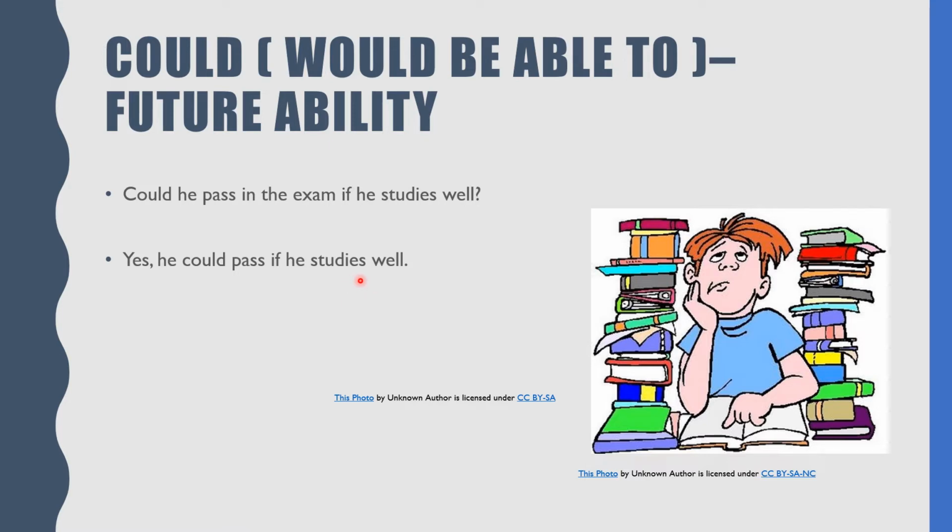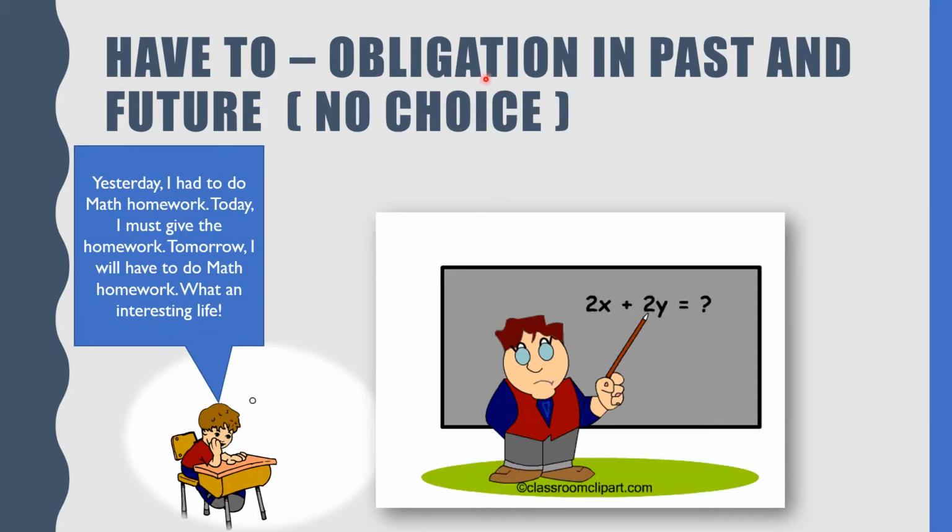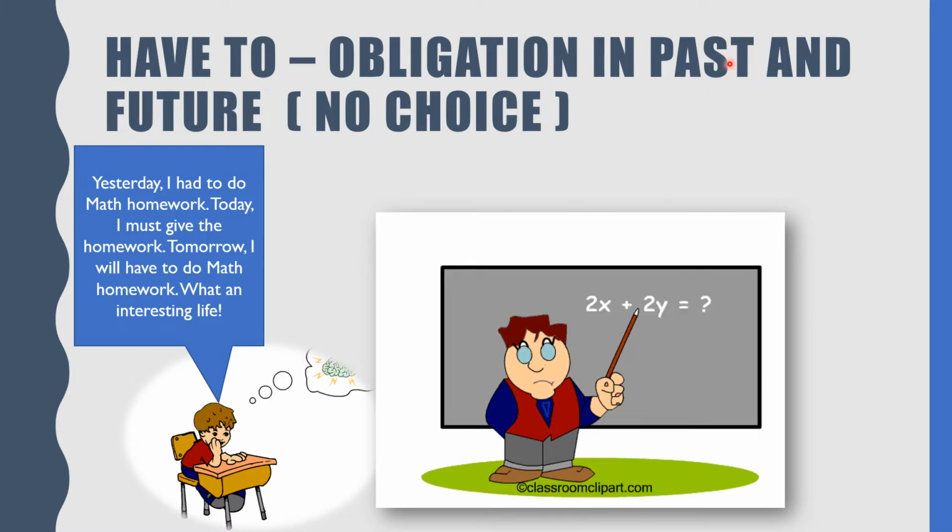Next, we are going to look at have to. Have to is used to talk about the past when there was no choice, and similarly it can also be used to talk about the future when there will be no choice. Now look at the student. What is he thinking? Yesterday I had to do math homework. In the past he had no choice.